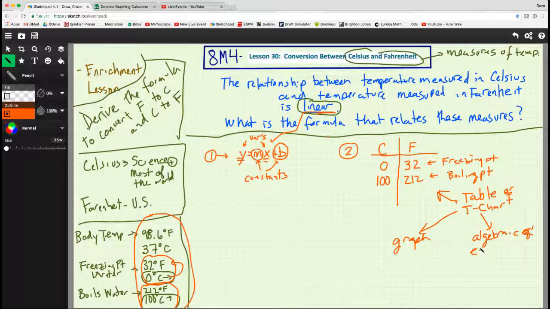Algebraic equation. And again, that algebraic equation is going to look like this: y equals mx plus b, because it's a linear relationship.